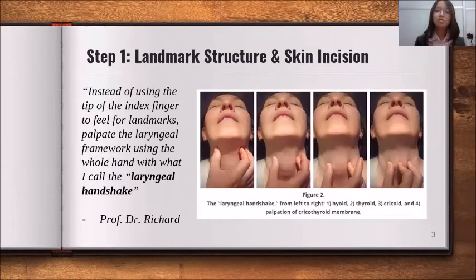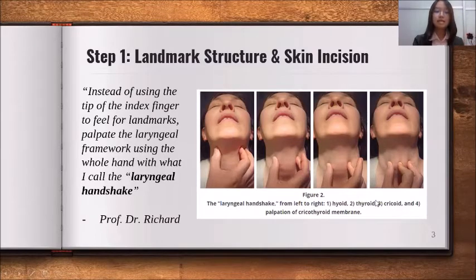So before slitting open the throat of the victim, we must first identify the landmark structures of the throat, which is the cricothyroid membrane. In the article about tips and tricks for performing cricothyroidotomy by Professor Dr. Richard, an adjunct professor of emergency medicine, shared that instead of using the tip of the index finger to feel for landmarks, palpate the laryngeal framework using the whole hand with what I call the laryngeal handshake. Using the whole hand, feel the hyoid, the thyroid, and cricoid at the side from cranial to caudal.